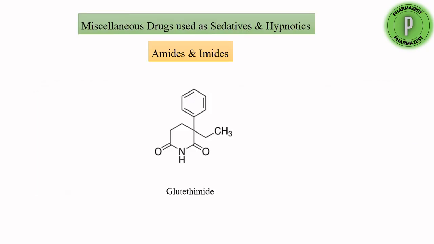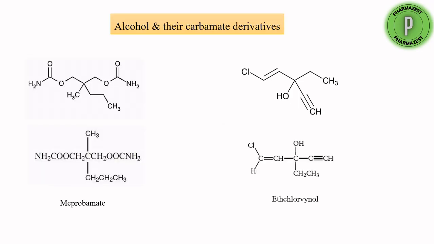Now let us see the other class of drugs. So the non-benzodiazepines and non-barbiturates. So they come under the miscellaneous classification. So here first we have the amides and imides. Under this we have glutethimide. So this is the structure of glutethimide. And then we have alcohol and their carbamate derivatives. Under this we have the meprobamate and ethchlorvynol. So they are analogues of alcohol and carbamate structure.